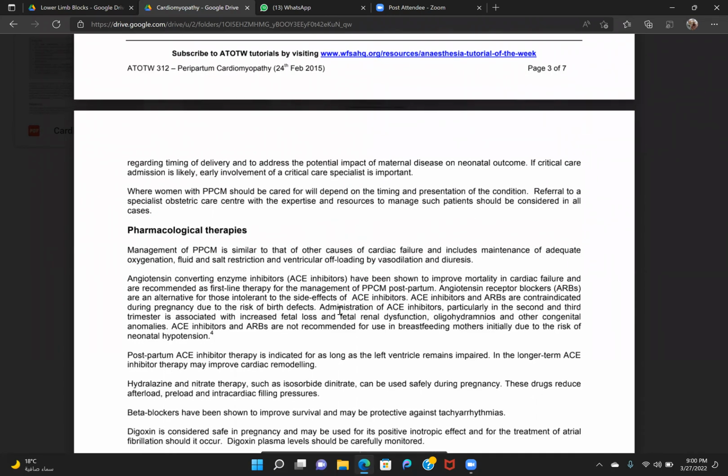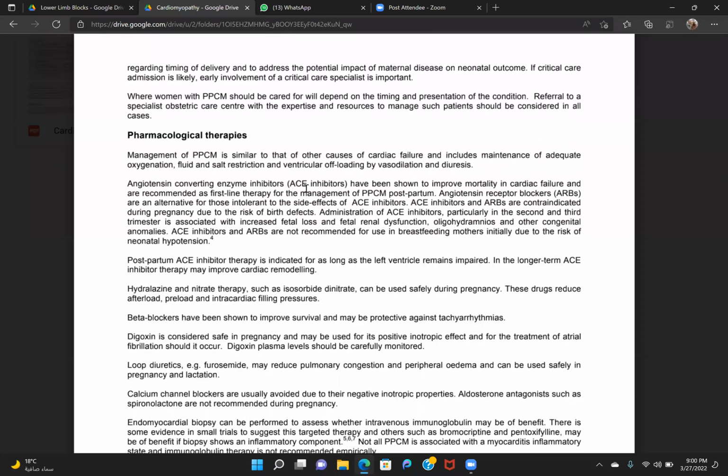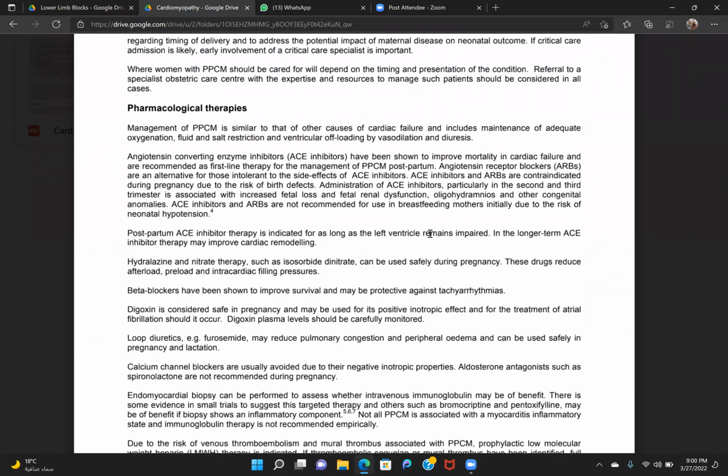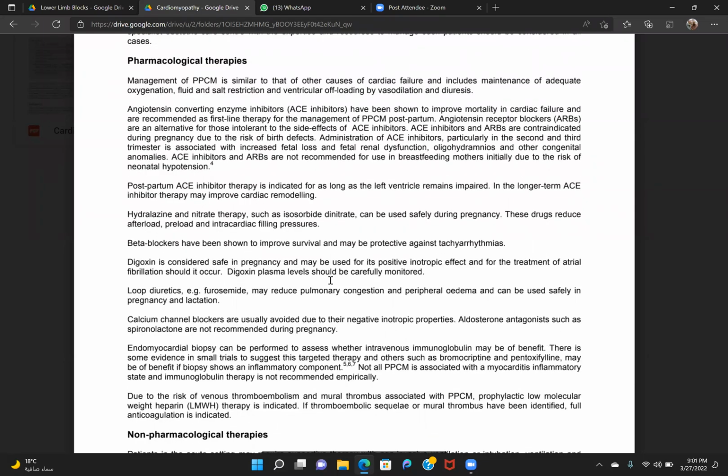And what else? Yes, pharmacological therapy, the same: ACE inhibitors, hydralazine, nitrate therapy. Actually, this is the same. Usually ACE inhibitors may not be given in the first trimester, as they have a teratogenic effect. But in the later half, because it usually occurs in the later half of pregnancy, you can give them. And digoxin. I have actually discussed a number of things before. For symptomatic relief, you give some loop diuretics.